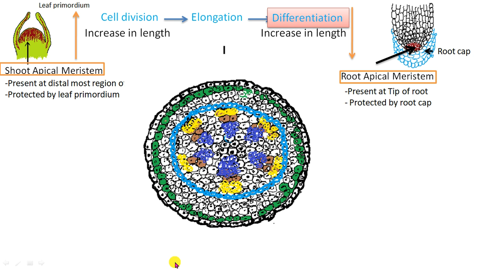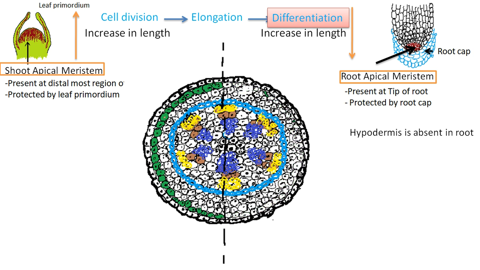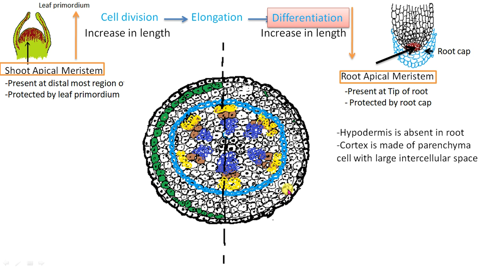Now, if we divide this section into two parts to differentiate between the shoot side and the root side, we will see that in roots the hypodermis region is absent. No collenchyma or mechanical tissues are present in the roots. The root cortex contains parenchymatous cells, which have large intercellular spaces for the conduction and absorption of water. And the endodermis, the barrel-shaped cells forming the innermost layer of the cortex, contains the Casparian strip.